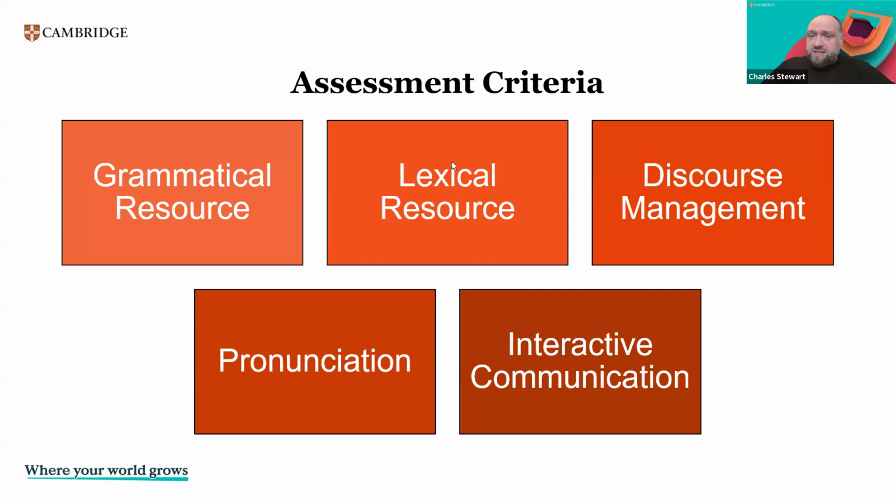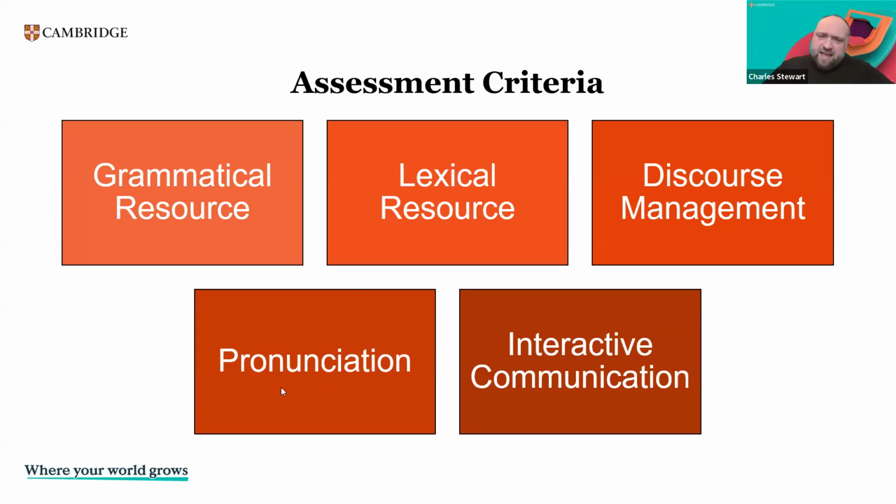Discourse management looks at how well your conversation flows. It looks at are you connecting things that you say now to what you said before or to what your partner said before, making it a complete and logical train of thought that you are communicating.